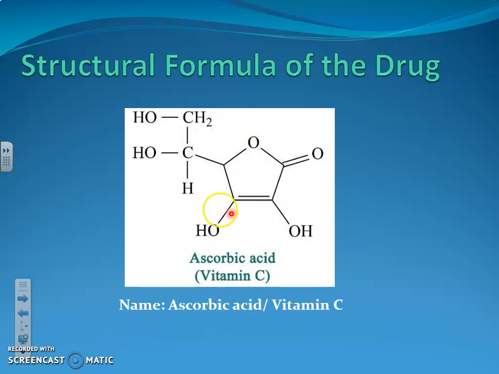This is the given structure of the drug, which has a 5-membered ring that we call a furan, and there are certain substituents such as 2 hydroxy groups, and again a side chain having 2 carbons and 2 hydroxy groups. So this is the structure of ascorbic acid, and the chemical name is not important. In this case we just see the structure and its name, that is ascorbic acid and vitamin C.